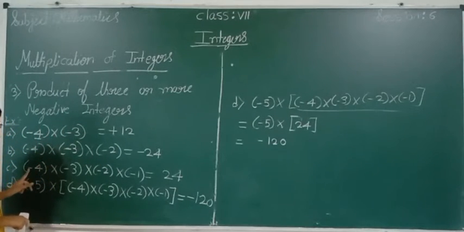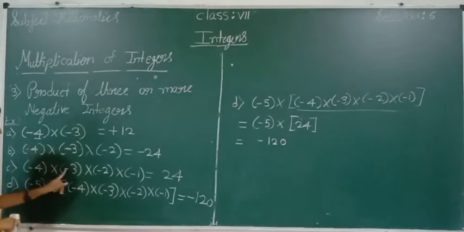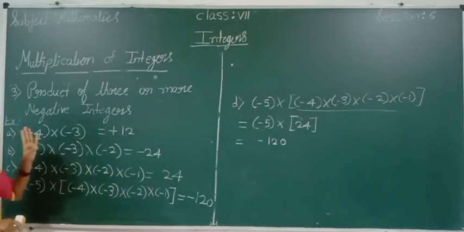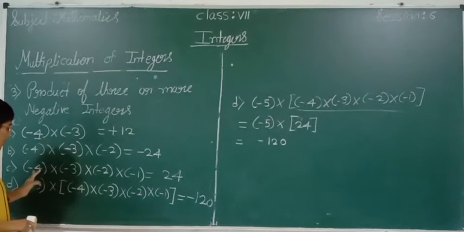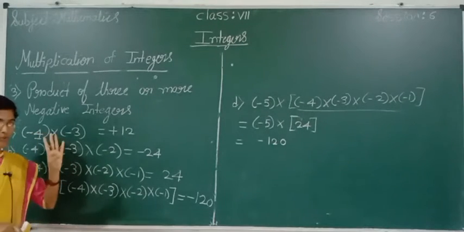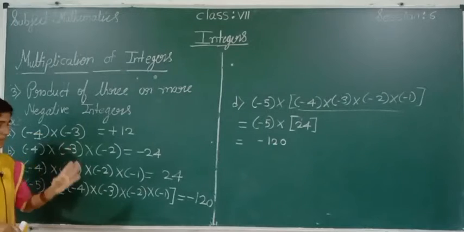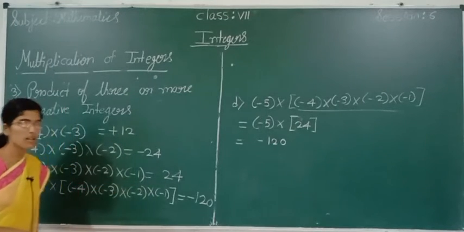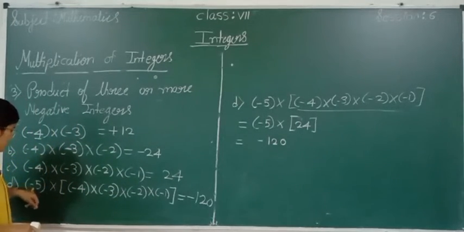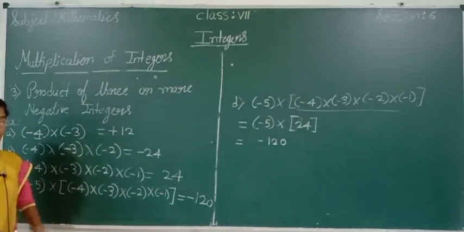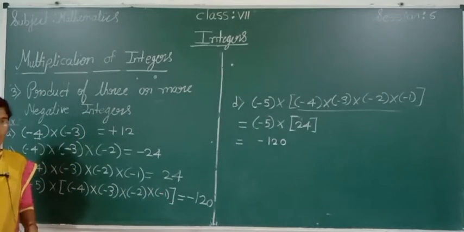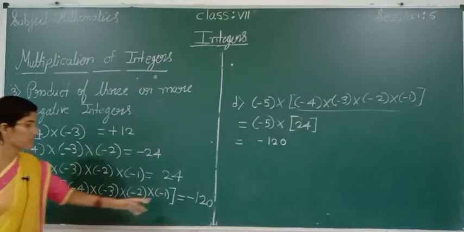Now see here, how many do we have? 1, 2, 3, 4. Here 4 negative integers are there. The number of negative integers is 4. 4 is an even number. Therefore, we will get the answer positive. Here 1, 2, 3, 4, 5. 5 negative integers are there. 5 is an odd number. If odd, it means it will come negative.